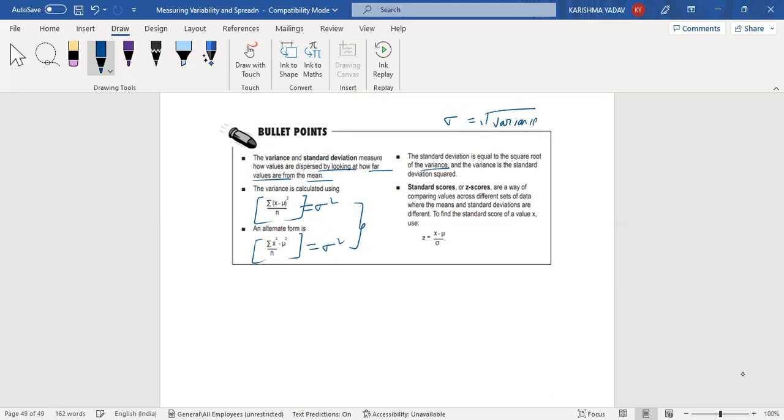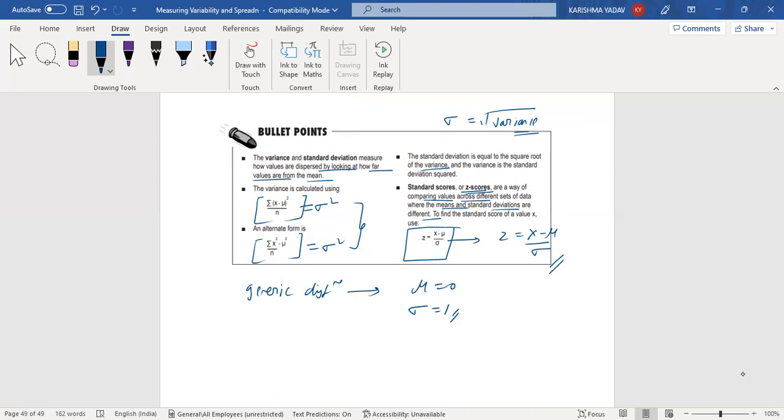And what are the standard scores? Standard scores, or z scores, are a way of comparing values across different sets of data where the means and standard deviations are different. To find the standard score of a value x, we use the formula z equals x minus mu divided by sigma. In the generic standard distribution, we have a mean of 0 and a standard deviation of 1.